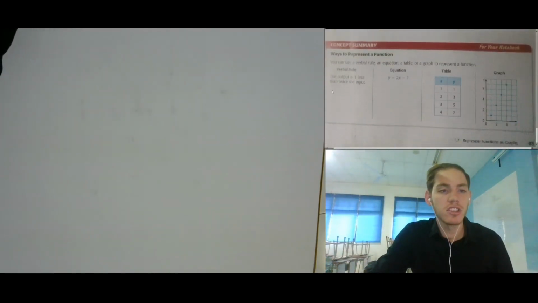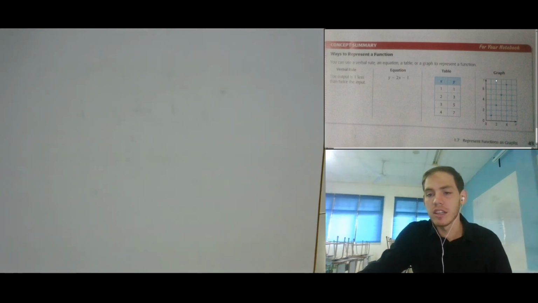And finally, there's these 4 things. So you have a verbal way of representing an equation, a table, and a graph. Okay, that is all for 1.7.